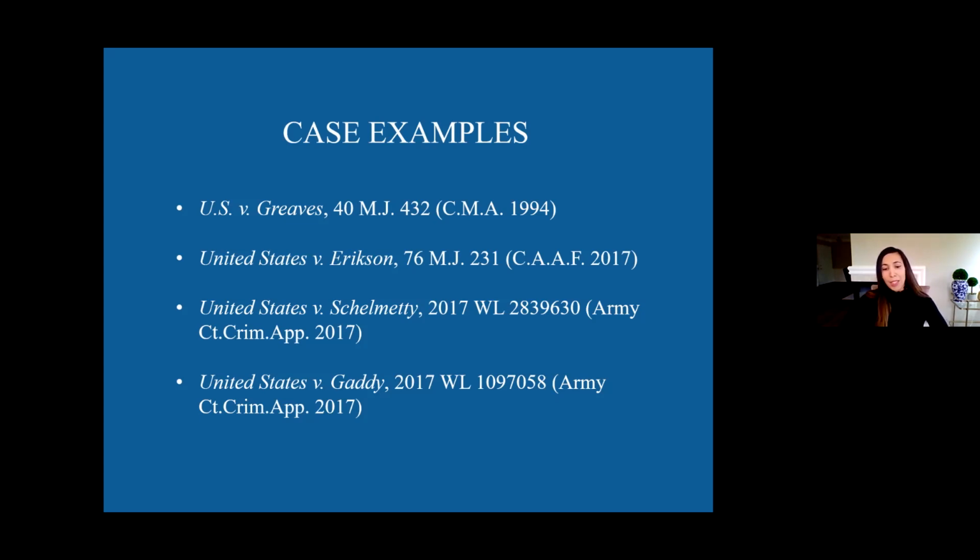Switching gears back to the sampling of cases on the slide, some common 412 issues that a VLC might encounter include the defense offering evidence that implies that the victim is promiscuous, as we see in US v. Greaves, which I will discuss in just a moment, or the accused attempting to offer evidence that the victim accused others of sexual assault in his or her past. Starting with US v. Greaves, this was a case before the military's highest court for review.